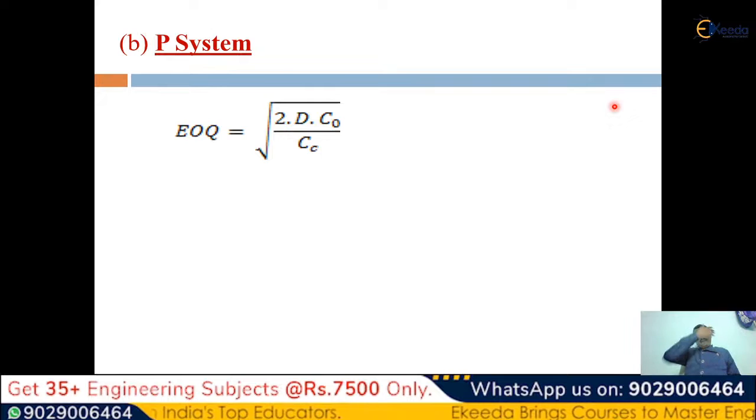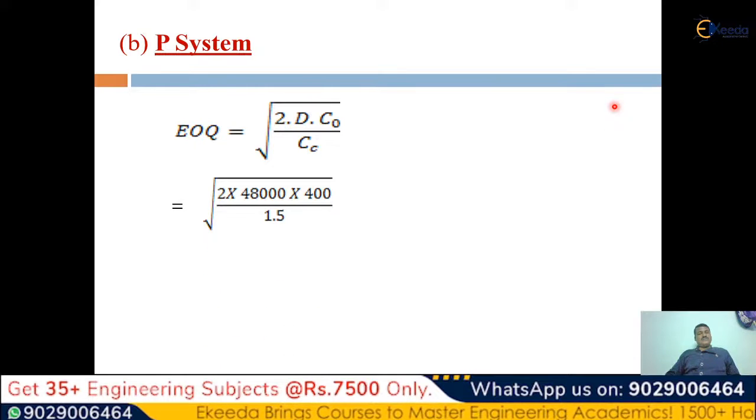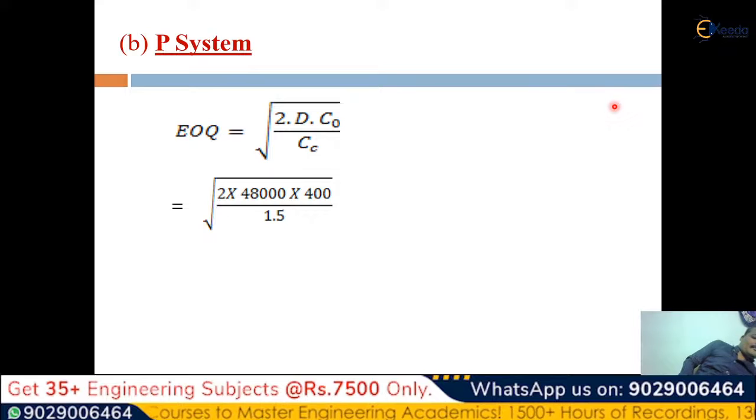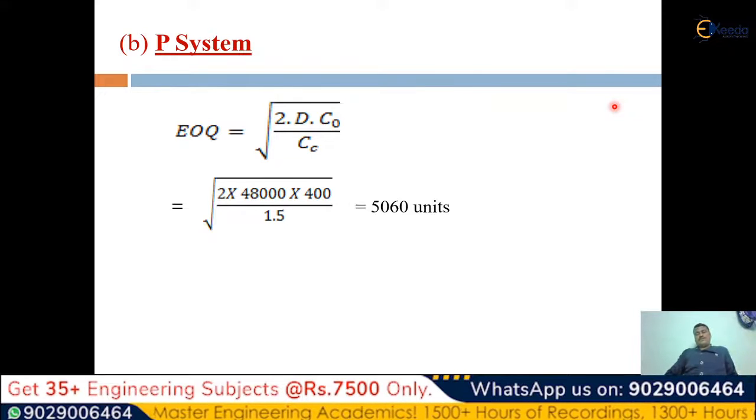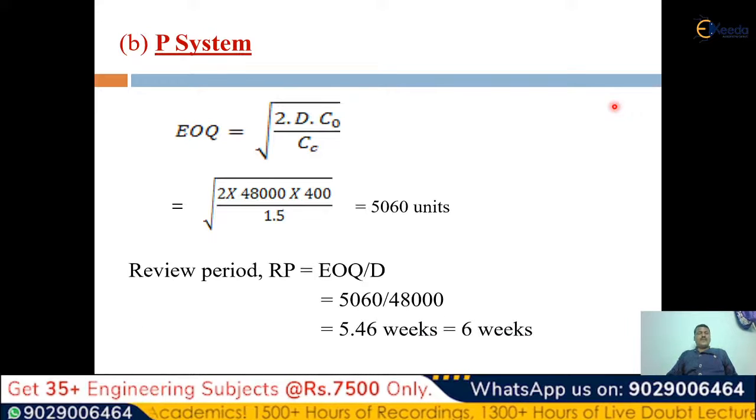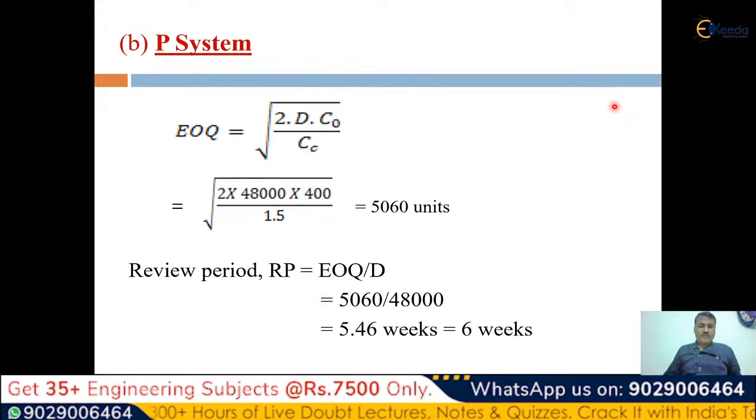Next, to find out the MIL in the P system, we'll be utilizing 2 into D into CO by CC, which is given as 2 into the demand 48,000 into 400 by 1, which is coming around 5,060 units. And the review period is the EOQ, or 5,060, divided by the demand, which is 48,000, which is 5.4 weeks or around 6 weeks. Or when we round it off, we say that the review period is 6 weeks.